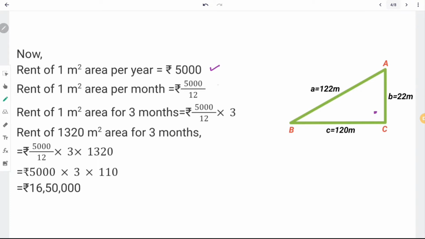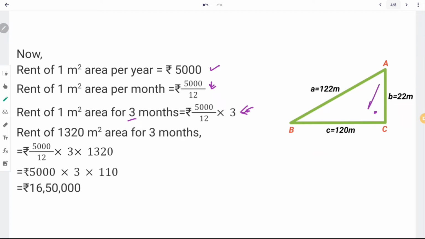Now remember, for 1 meter square, for this much small area, they charge 5,000 per year. So let's find out for 1 month. In a year we have 12 months, so it will simply be divided by 12, giving the rent of 1 meter square area per month. Now for 3 months, it will simply be multiplied by 3. Remember, this gives us for 1 month, and to find for 3 months I just have to multiply by 3.